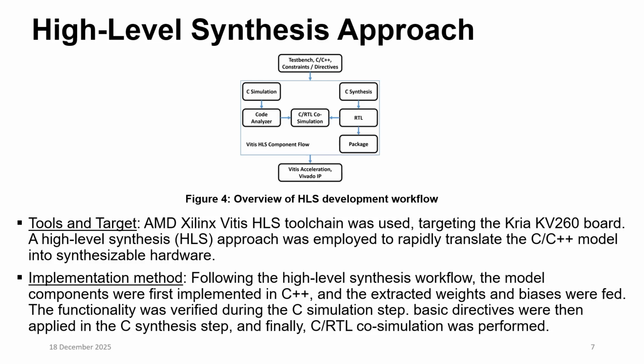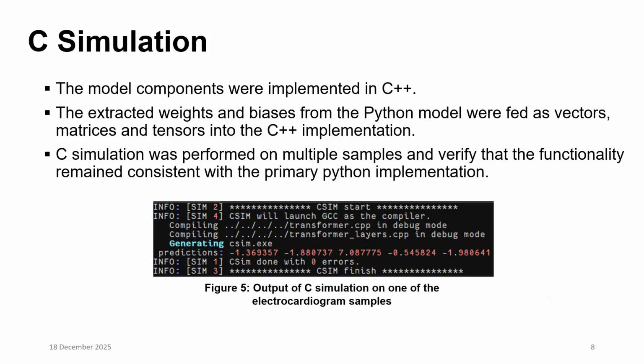The approach is the HLS approach that I already clarified. Basically, first we modeled the components and implemented them in C++. We took the weights and biases of the Python model and fed them into the C code as vectors, matrices, and tensors for the implementation. Then we did the simulation on multiple heartbeats, and the results came out consistent with the Python simulation.